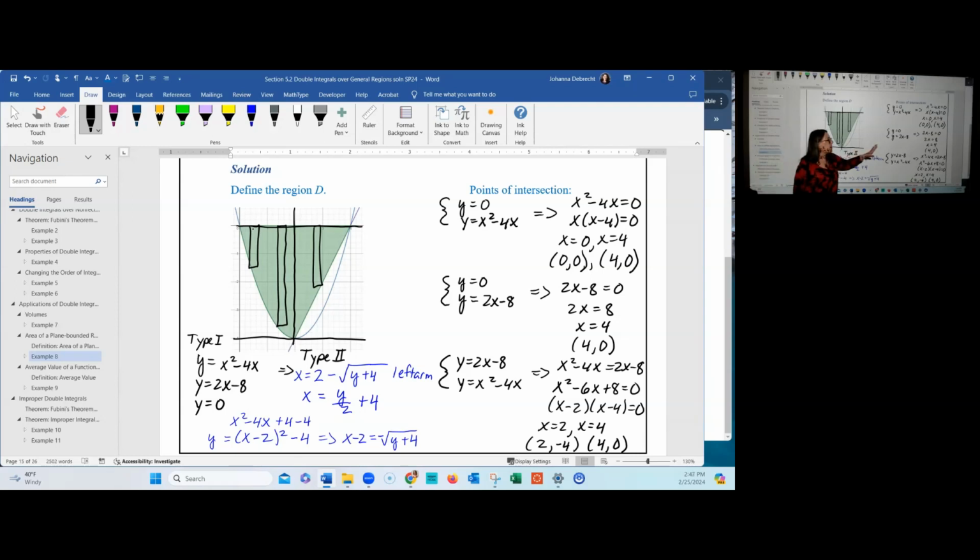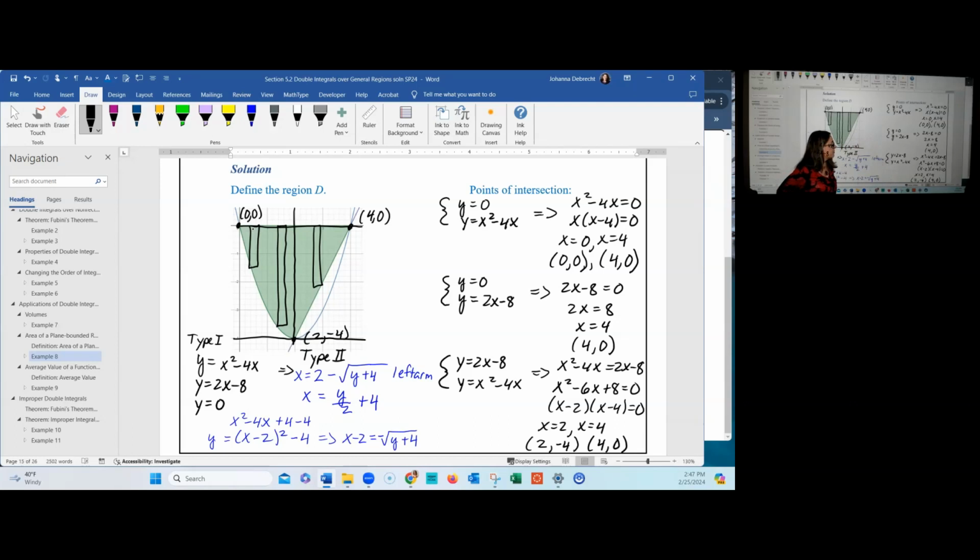Notice that I went ahead and set the equations equal to each other and solved the system in order to find out what the values of the ordered pairs at the points of intersection are. I found that the point here was given by (0, 0), and the point here is given by (4, 0). I also found that the point down here is given by (2, -4).